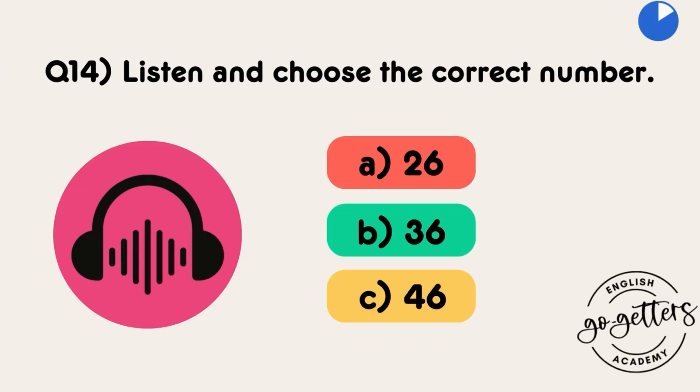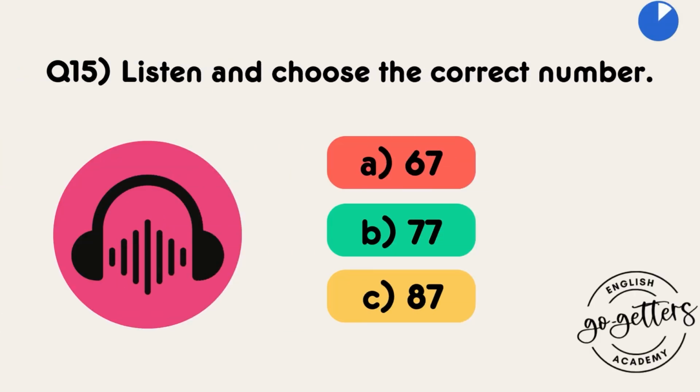Question 14. The number is 26. 26. And the correct answer is letter A, 26. Question 15. The number is 67. 67. And the correct answer is letter A, 67.